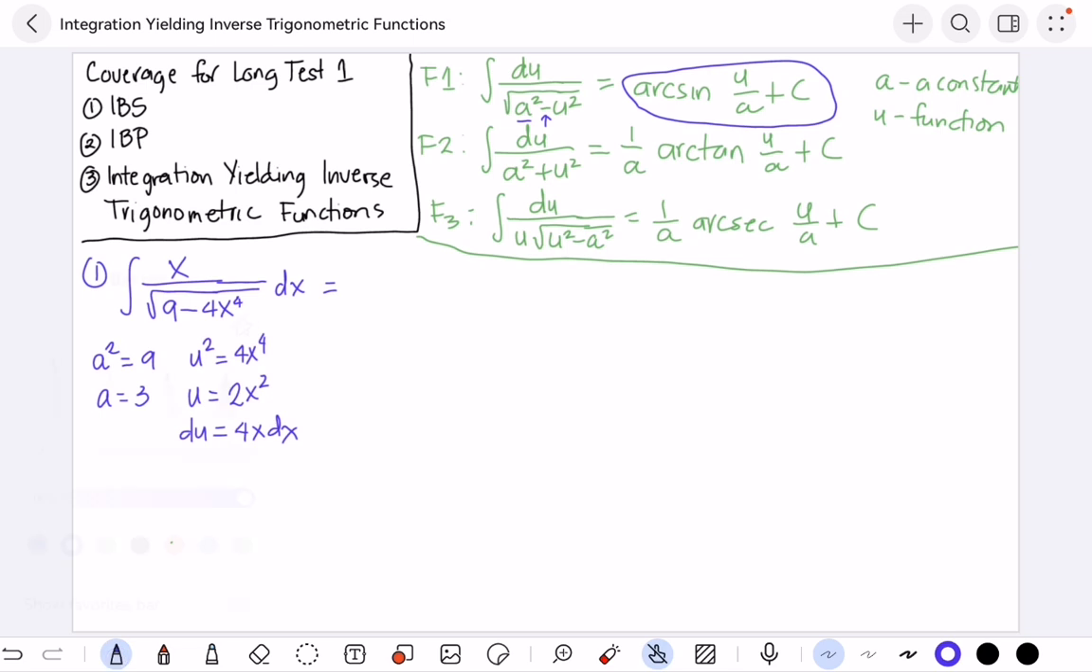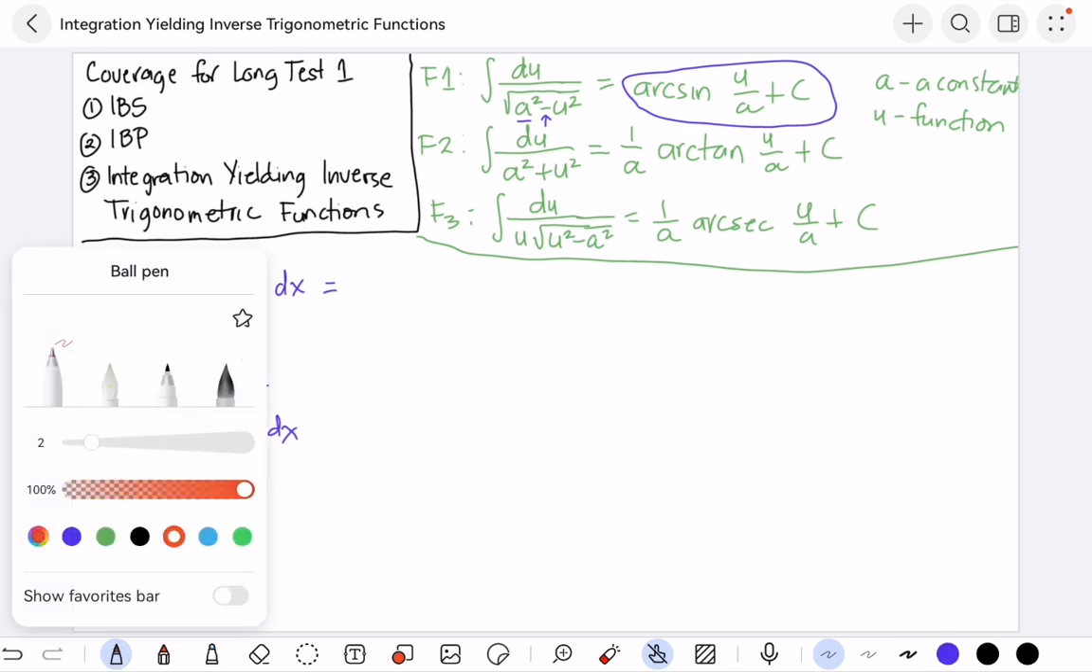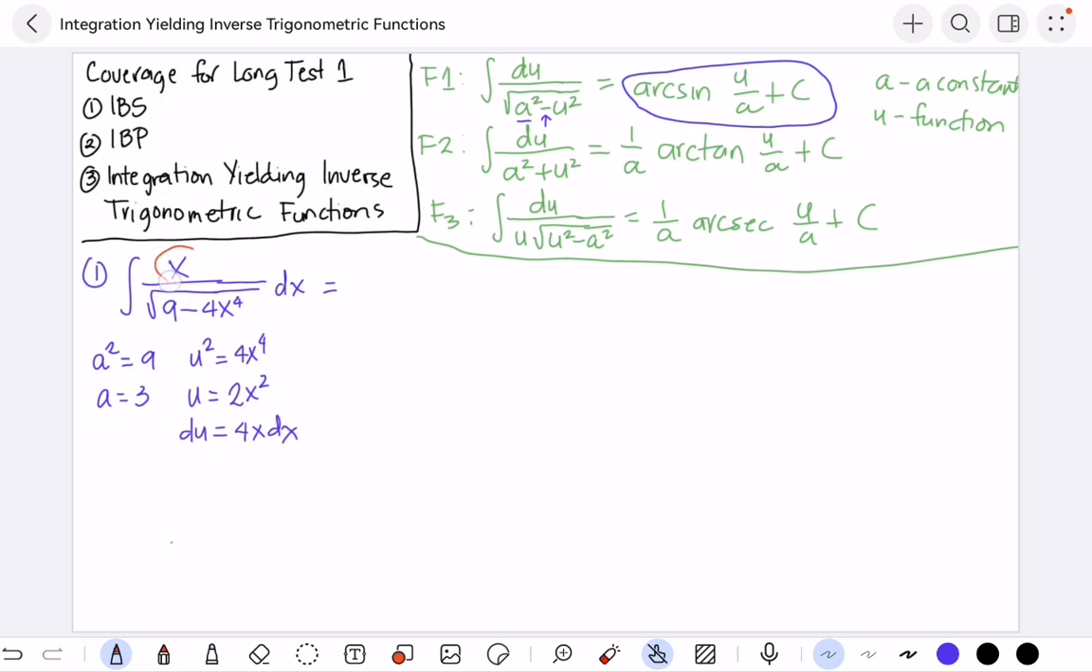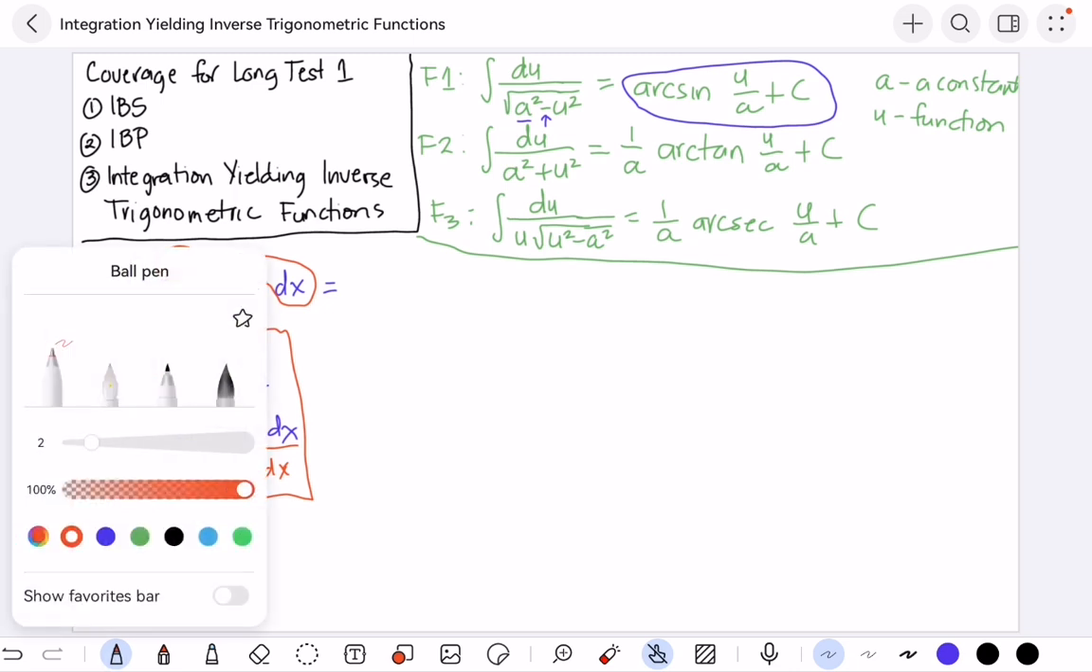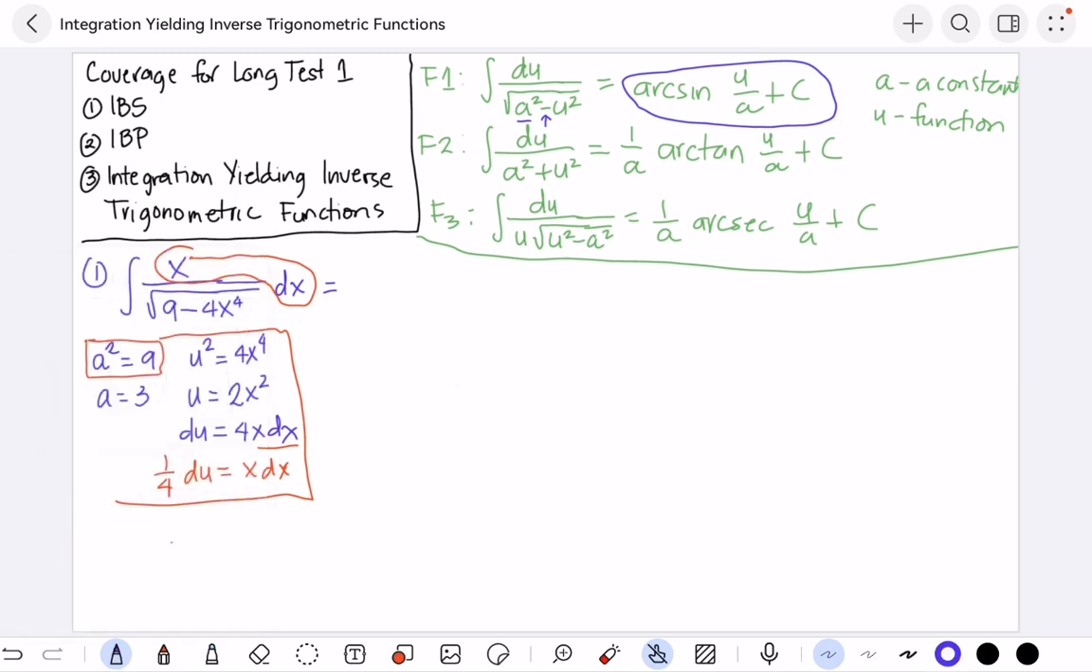But if you look at our given, we don't have a 4x dx there, but we have an x dx. So let's just get rid of 4 so that we can rewrite x dx in terms of du. To get x dx, we multiply both sides by 1/4, so I have 1/4 du. Let's take note of the following, everything here. So we are now ready to do substitution based on these equations.